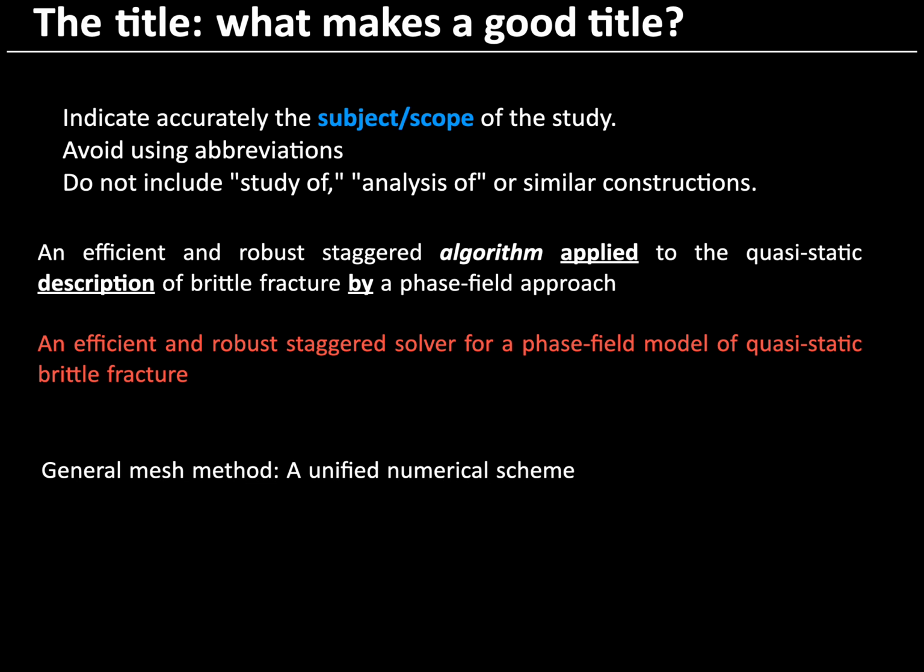This is another title. Does this follow the rule of short titles? "General mesh method: a unified numerical scheme." Even using the two dots, semicolon or whatever, it doesn't matter. It looks good, but it's not good because it's too vague. Numerical scheme for what? Then you have to read the abstract to know it is for this or that. No, I don't want to guess, because the title should be a concise summary of everything.